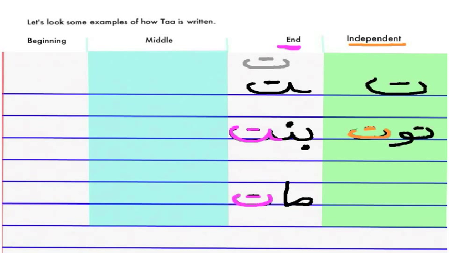When taa is in the middle position, it's written like this. A good example is the word shita, which means winter. At the beginning of the word, taa is written like this. A good example is the word teen, which means fig.